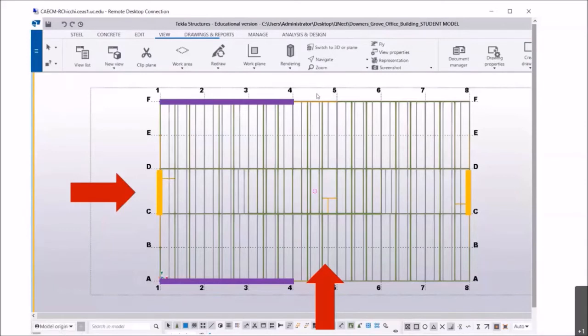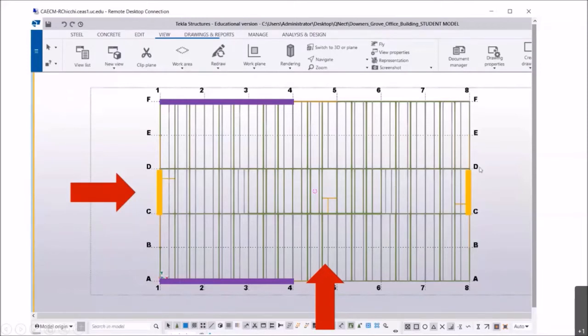The lateral framing is also symmetric. The number of frames that's used on either side of the building is the same, 3 and 3 and 1 and 1. This prevents torsion or twisting of the building, which would occur if one side of the building was much stiffer than the other.